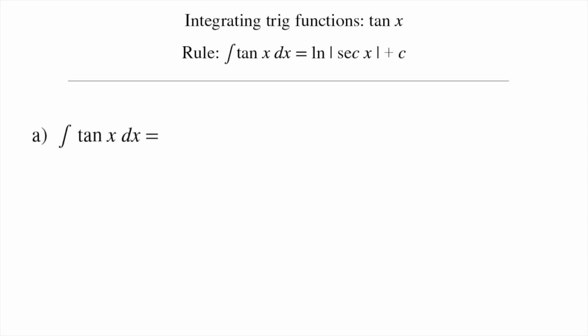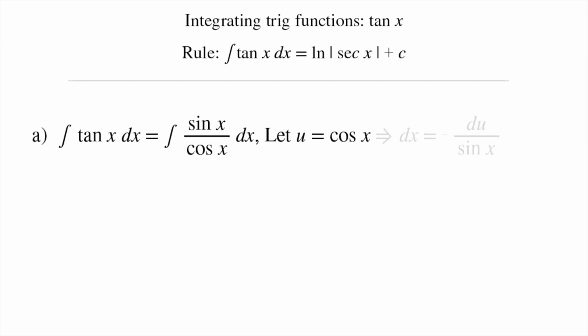Well, we can write that as the integral of sin x over cos x dx. And now we can make a substitution. If you don't know this method of integration by substitution, then you should first watch the video on this topic. So, we'll make the following substitution. Let u equal cos x, then du by dx is minus sin x, and hence dx equals minus du over sin x. Now, let's substitute all this into the integral.